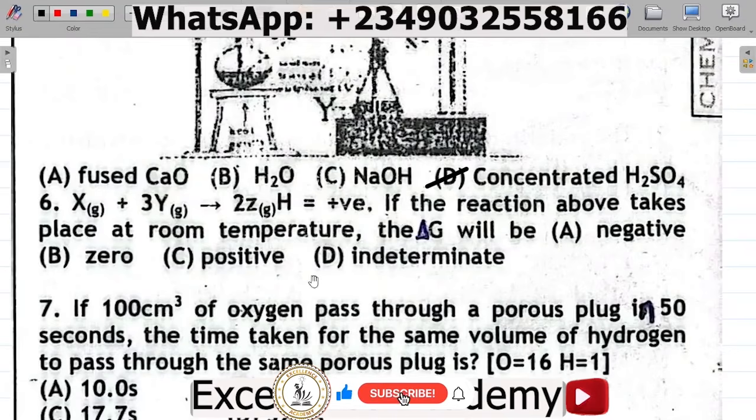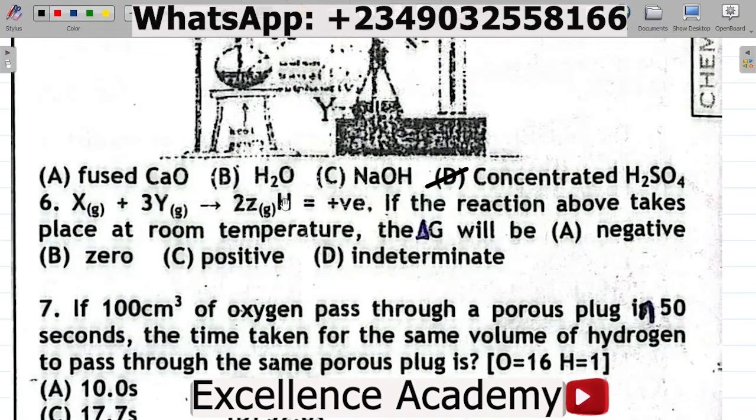Question number 6 says, this one here, X being a gaseous element, plus 3 moles of Y, still being gaseous, gives you 2 moles of Z. And they give you delta H here, and they tell you that delta H is positive. By the way, H actually means the enthalpy. They are telling you that the enthalpy is positive. And they are asking if the reaction above takes place at room temperature, the change in G will be A, negative, B, 0, C, positive, D, indeterminate.